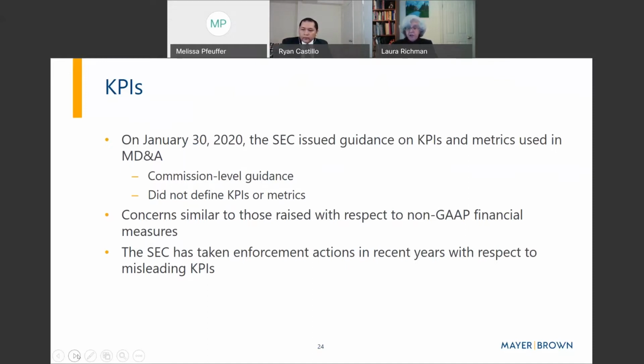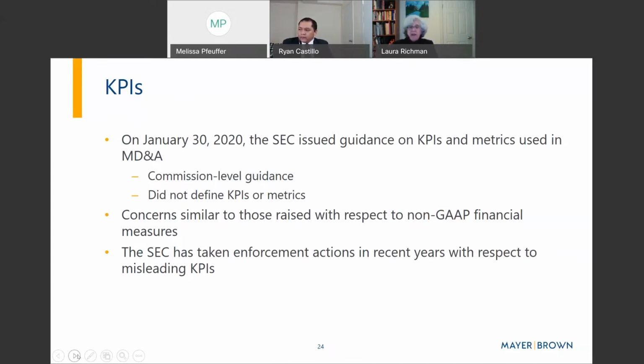And in the disclosure guidance on COVID-19, the staff expressly reminded companies of their obligations with respect to the non-GAAP measures, at the same time mentioning that the KPI guidance was relevant, highlighting the close relationship between the principles of those two items. So if you're using KPIs to give effect to the pandemic, keep in mind both the KPI and the COVID-19 guidance.